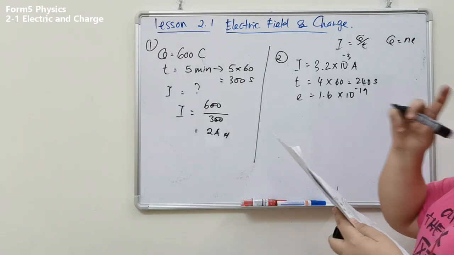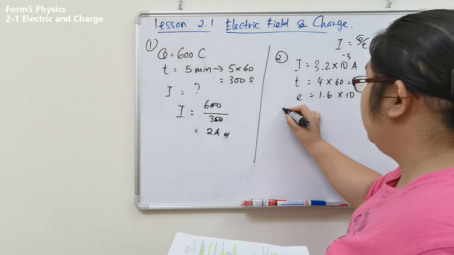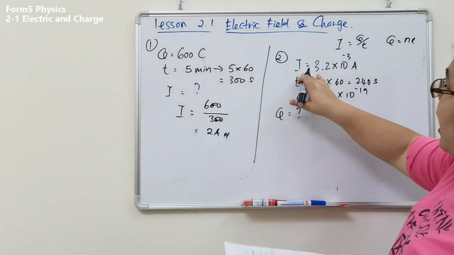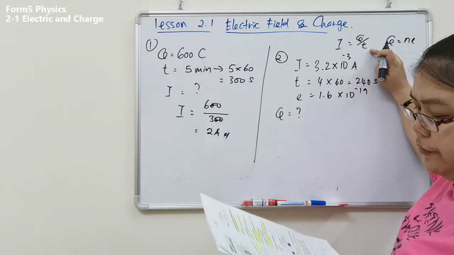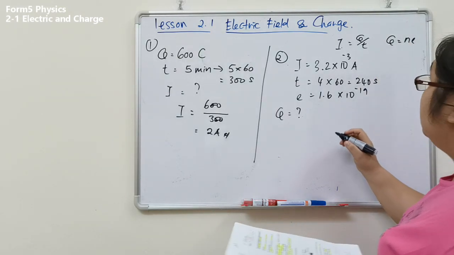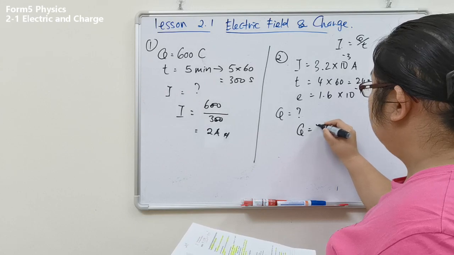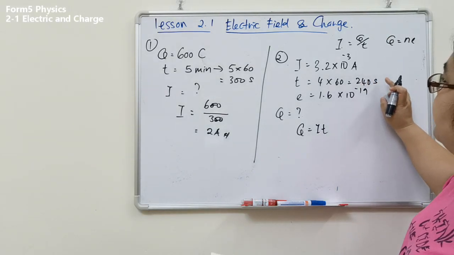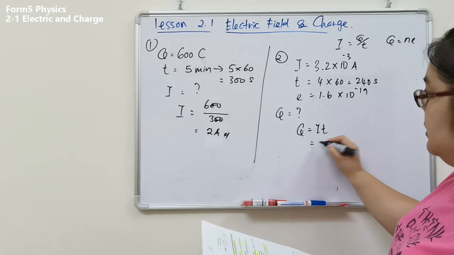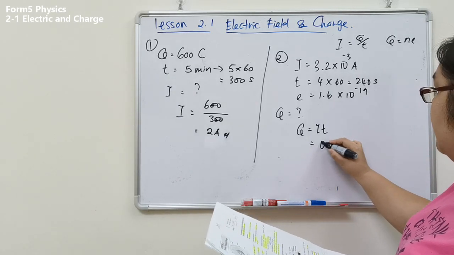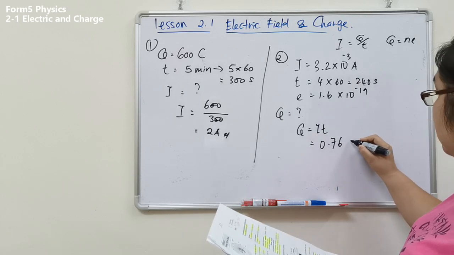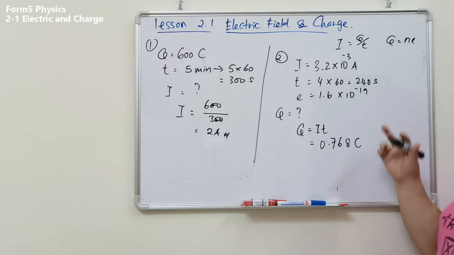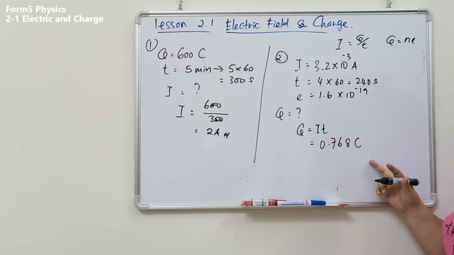Now let's see the first question, the electric charge. That means you want to find Q. We have I and T, so we can use this formula; it's straightforward to find Q. Q equals IT. You take the I here and multiply with the T. The answer is 0.768 coulomb. This is the answer for part A, the charge.